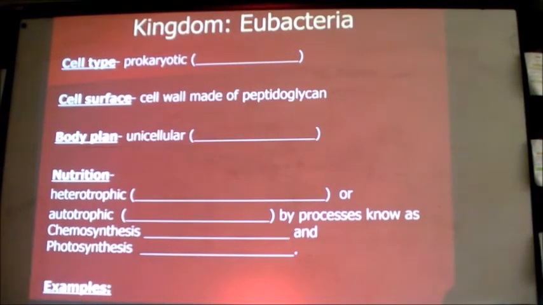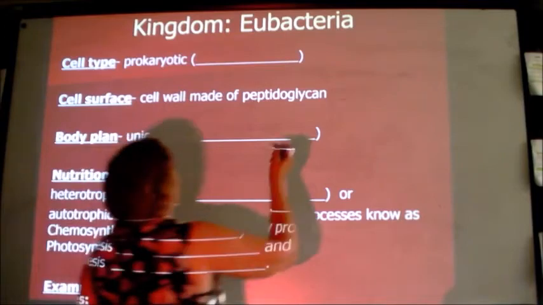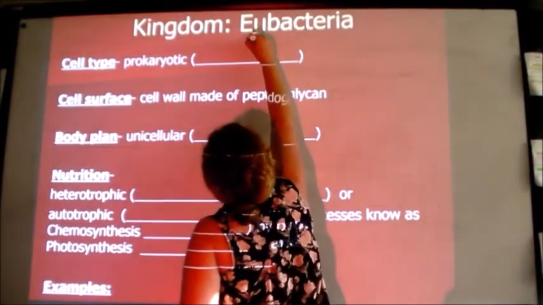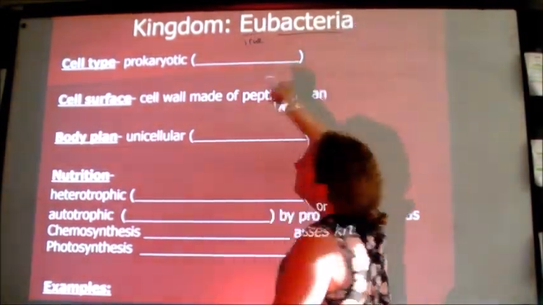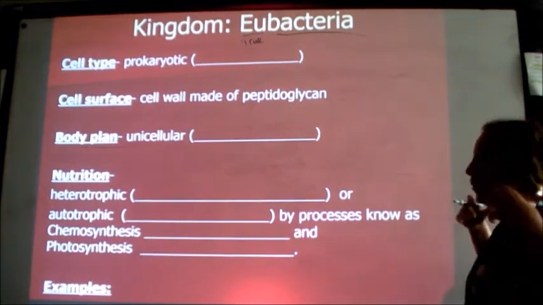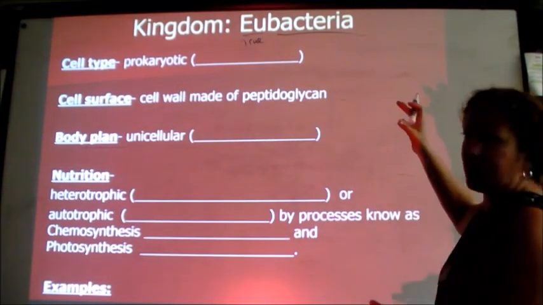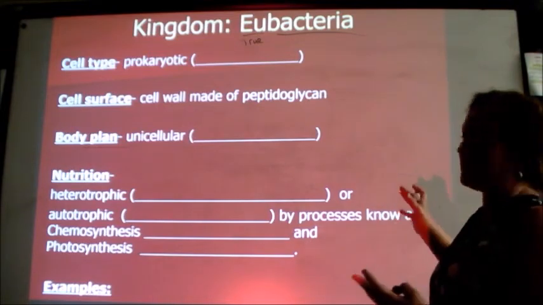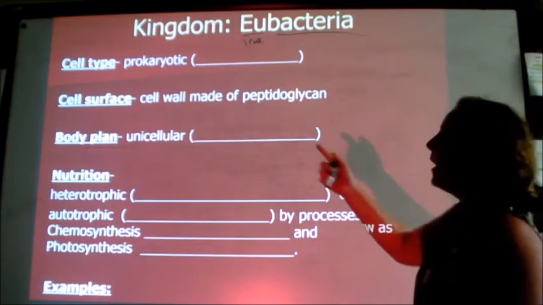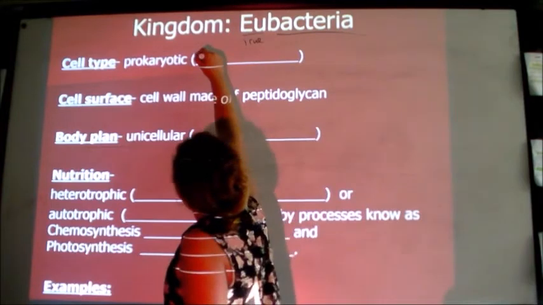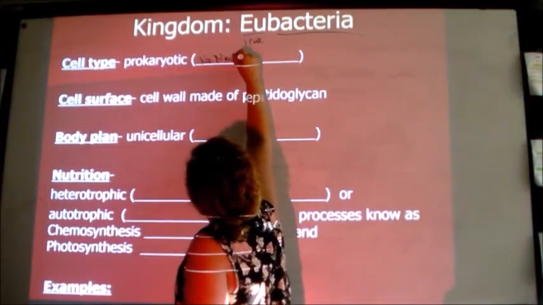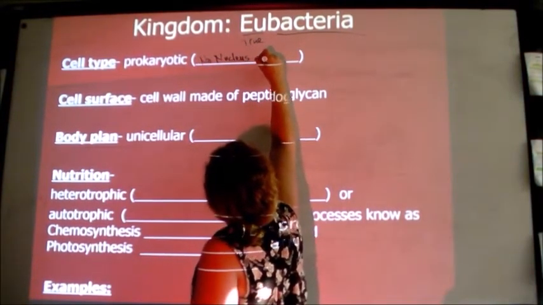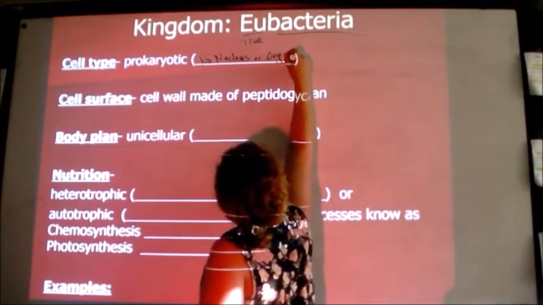First one is kingdom Eubacteria. Eu means true. These are true bacteria. When we think of bacteria, these are the ones you're thinking of. When you've learned about bacteria, these are the ones that people have talked about. They are prokaryotic, which means no nucleus and no organelles.